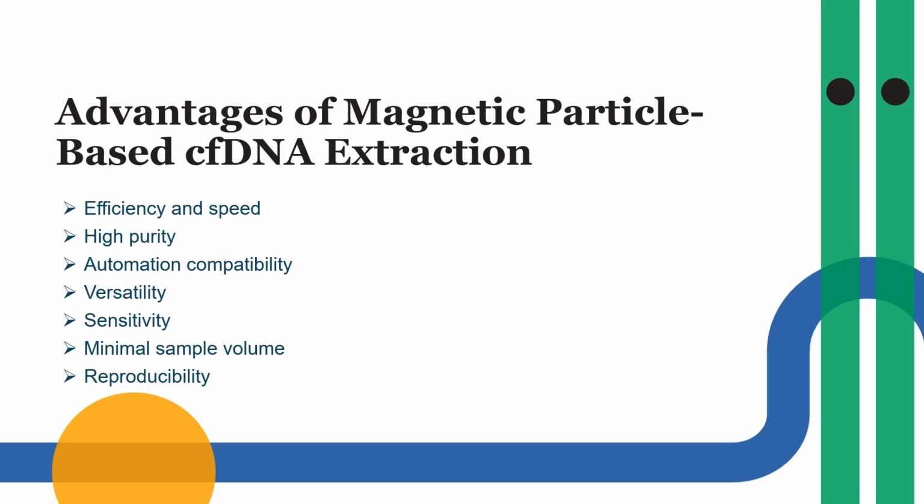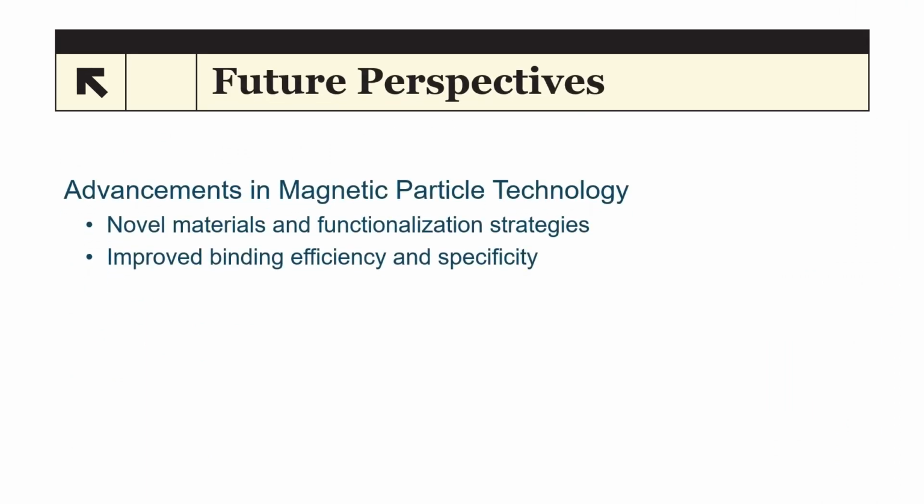Fourth, they're sensitive. Even tiny amounts of cfDNA can be captured, which is crucial for early disease detection. Lastly, they're reliable. You get consistent results, no matter how many samples you're processing. Overall, magnetic particle-based cfDNA extraction is a game-changer, making it easier and more accurate to study cfDNA and its potential applications in medicine. Magnetic particles have revolutionized the way we isolate and analyze cfDNA.